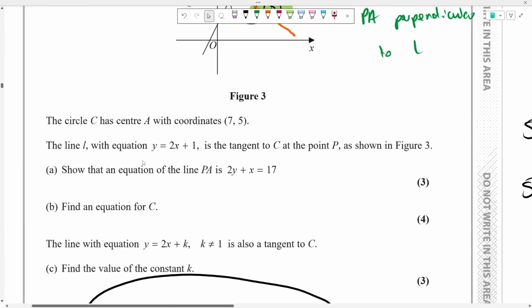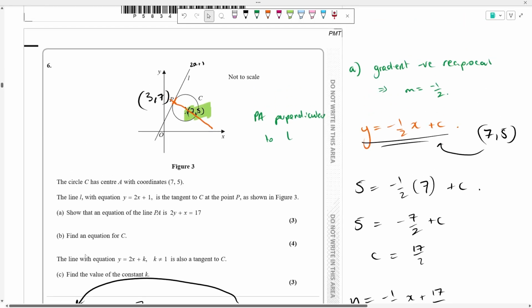Okay, for part C, it says that the line with equation y equals 2x plus k, where k is not equal to 1, is also a tangent. So, realistically, just by looking at the graph, I think it's probably going to be around here somewhere. But we need to work out what that would be. There could be different ways of doing this. We can potentially use the discriminant method. I think a lot of students would probably do that.